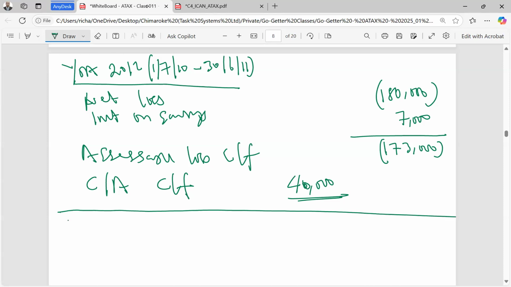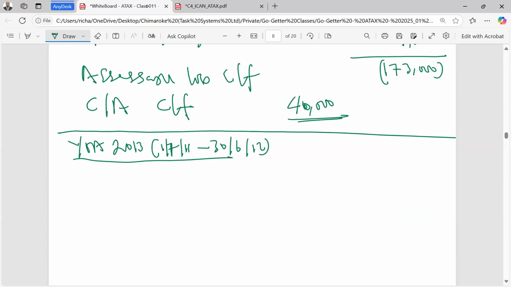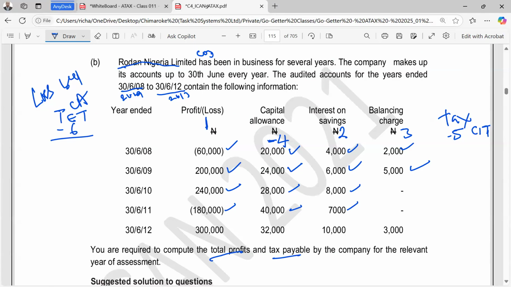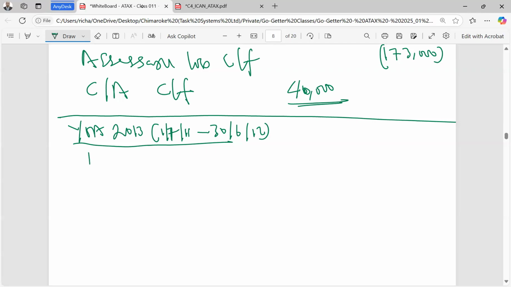This is going to be year of assessment 2013, which is from July 1, 2011, to 30th June 2012. All right. What do we have? We have a net profit of 300,000. Then we have what again?